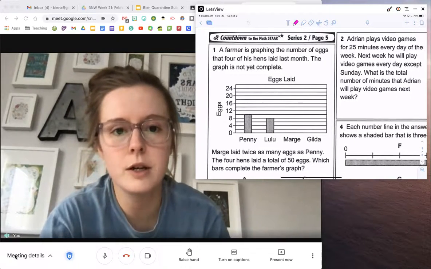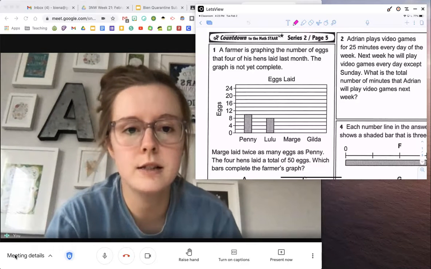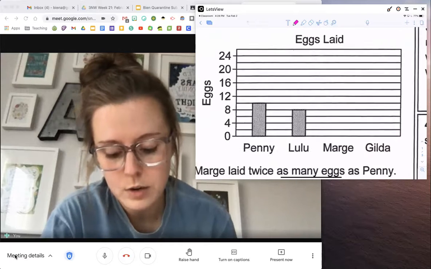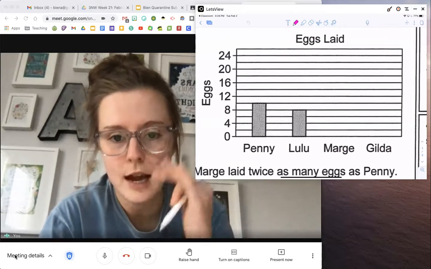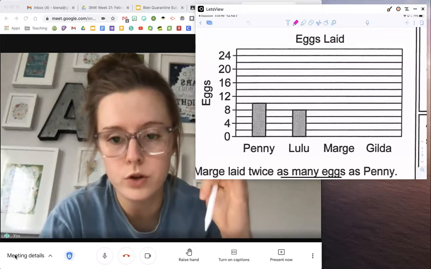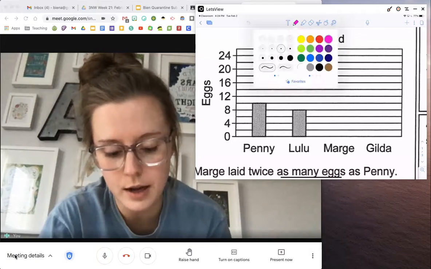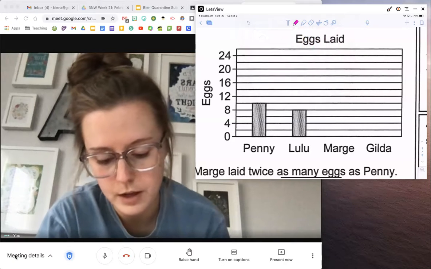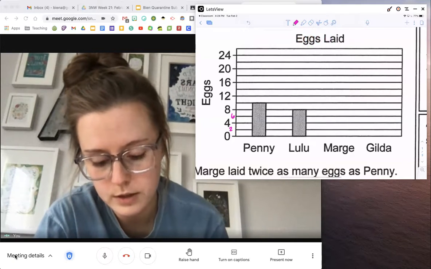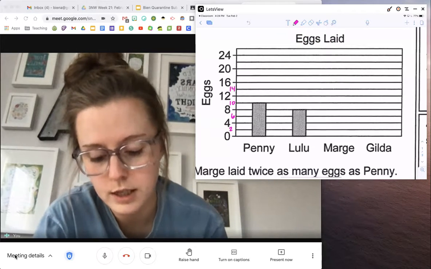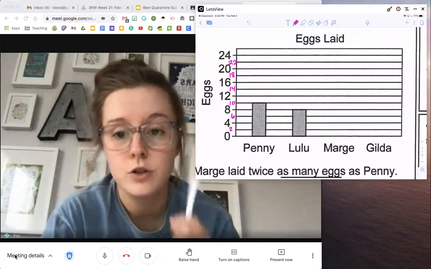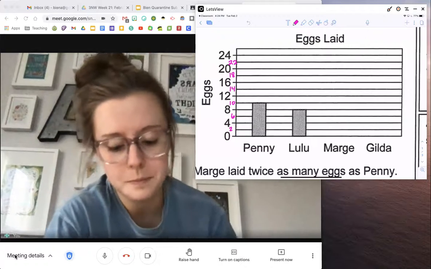It says a farmer is graphing the number of eggs that 4 of his hens laid last month. The graph is not yet complete. Okay, so the first thing we need to do is look at what it's counting by. The numbers that are labeled are by 4s, so that means that in between must be counting by what? By 2s. So 2, 4, 6, 8, 10, 12, 14, 16, 18, 20, 22. So you should be following along with me on your paper copy, okay?